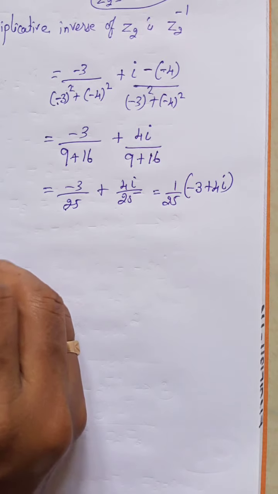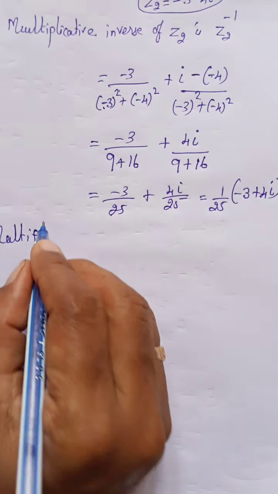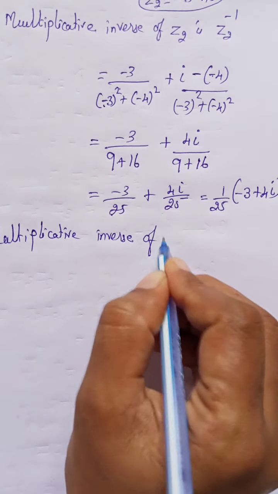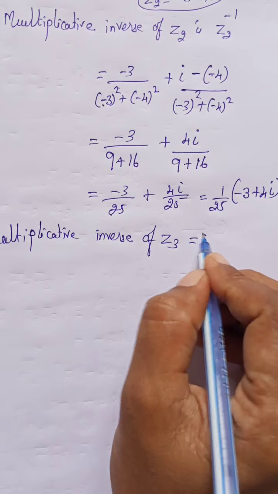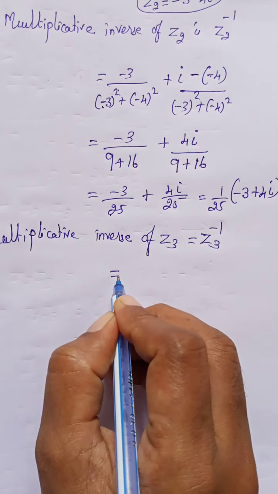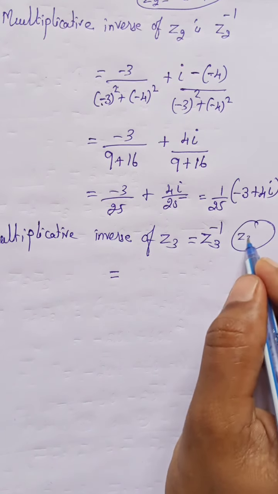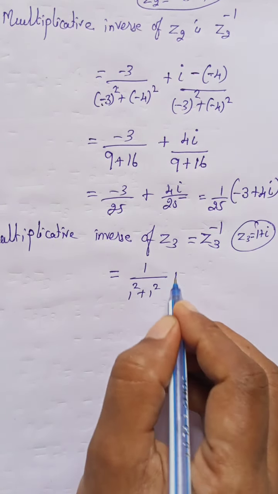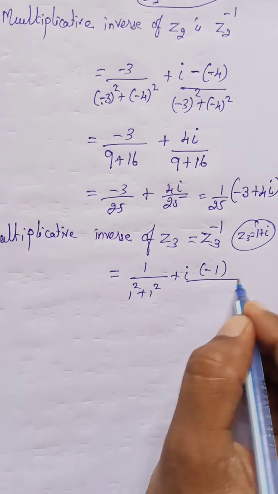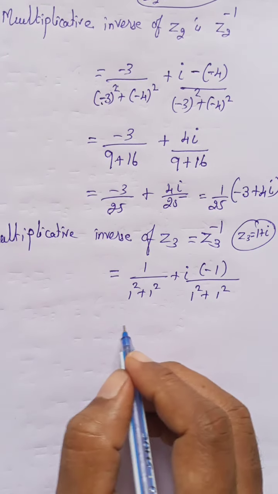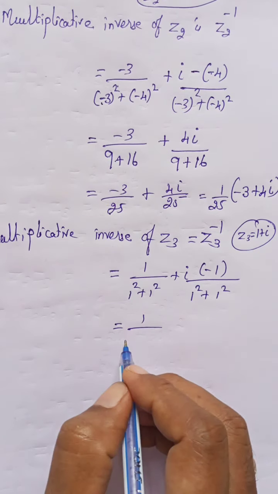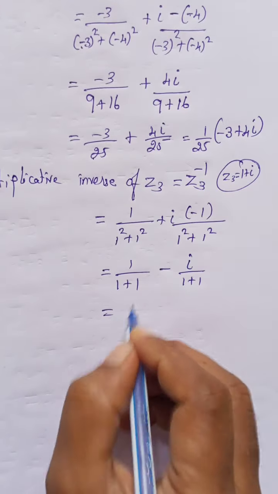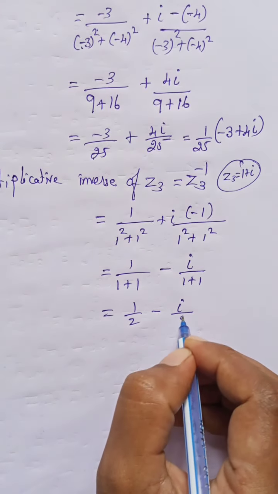Okay. Now the third one is the multiplicative inverse of Z3. As we know, that is Z3 inverse, where Z3 is given as 1 plus i. So 1 by 1 square plus 1 square plus i into minus 1 by 1 square plus 1 square. 1 by 1 square plus 1 square, that is 1 by 1 plus 1, minus i by again 1 plus 1, or 1 by 2 minus i by 2, isn't it?